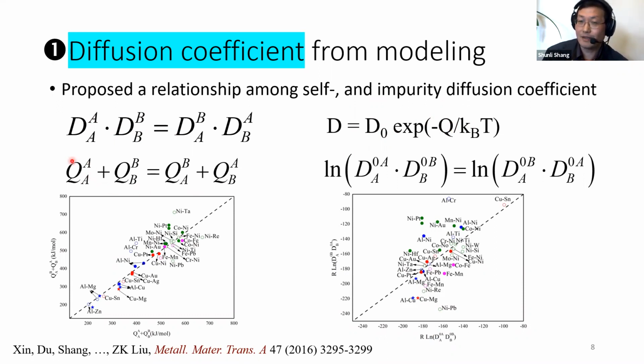And then for the activation energy, we use this linear combination. For the prefactors, we use these log terms. And here are two examples, based on our previous publication. It's a Q value and this prefactor value. It's almost a linear relationship. It means for the self-diffusion and the impurity diffusion, if we know three quantities, then we can predict the fourth one.